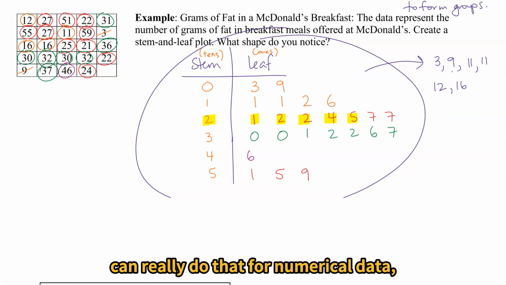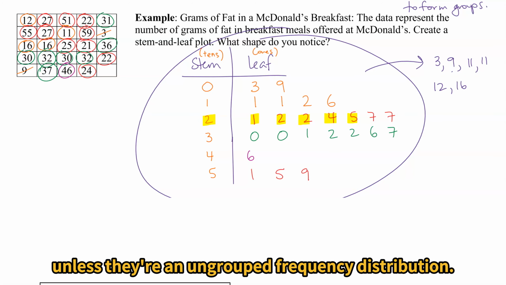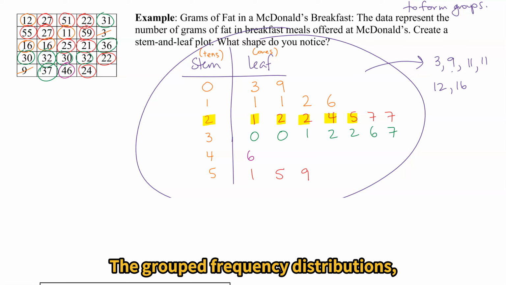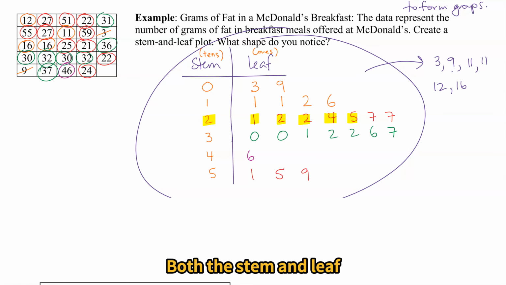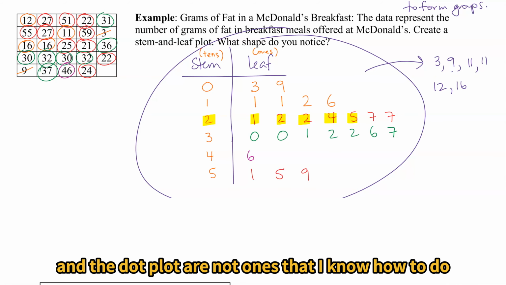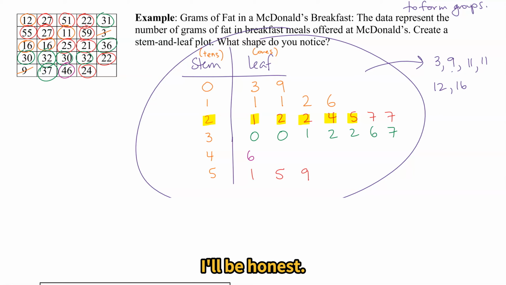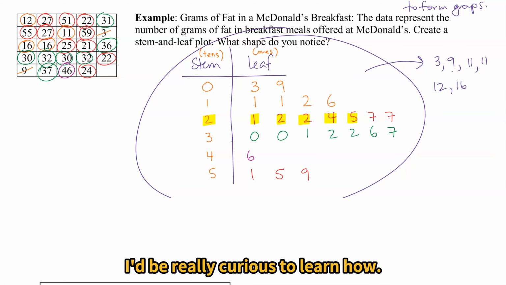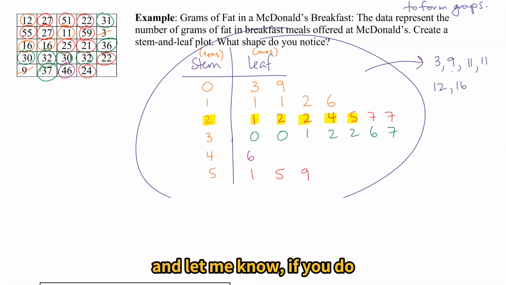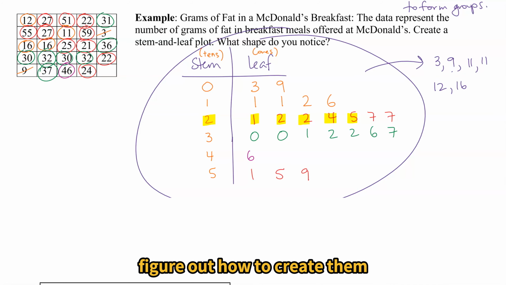None of the other tables can really do that for numerical data, unless they're an ungrouped frequency distribution. With grouped frequency distributions, all your data is hidden behind groups. Both the stem and leaf and the dot plot are not ones that I know how to do using technology, I'll be honest. So doing them by hand, perfectly fine. If you want to figure out how to do them using technology, I'd be really curious to learn how. So feel free to email me and let me know if you do figure out how to create them using Google or Excel. That concludes 2.3.